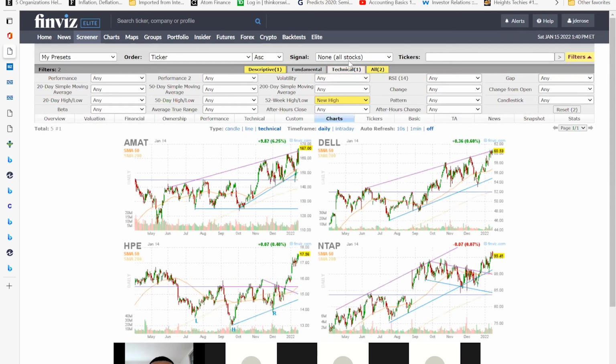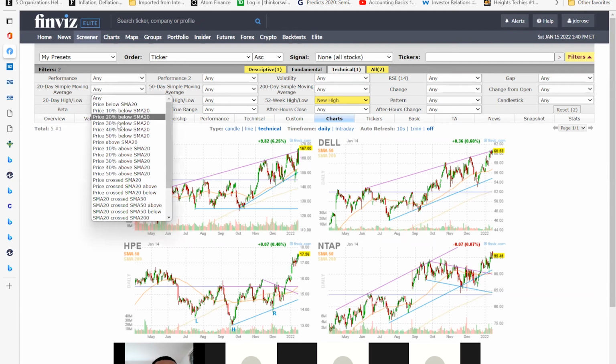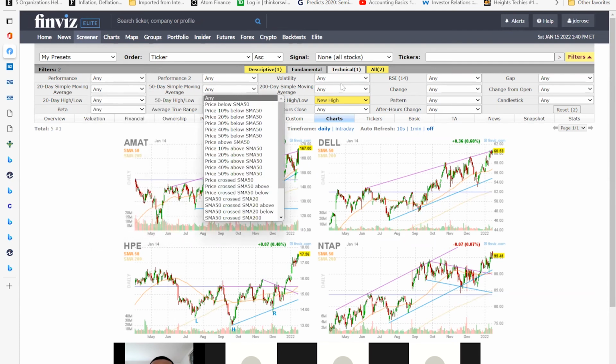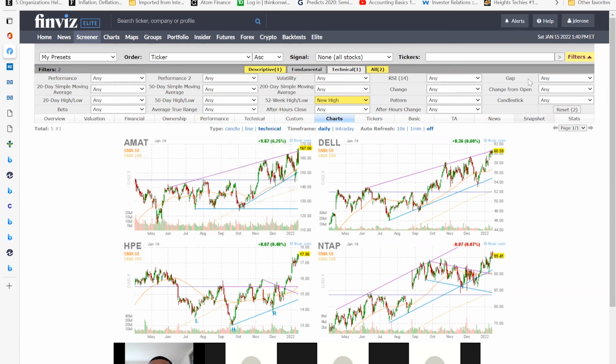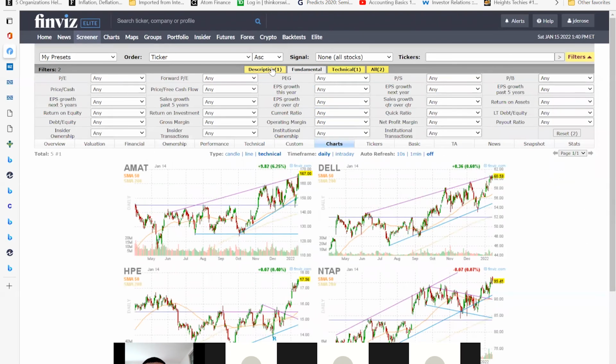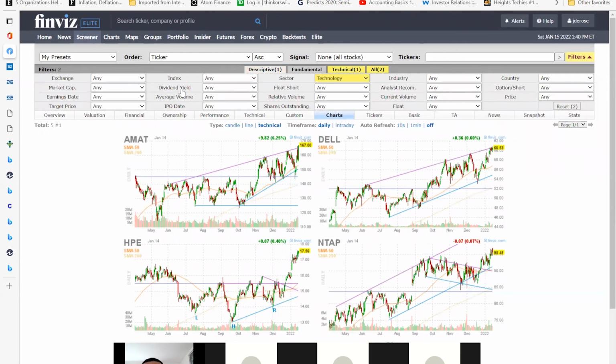Let's go to technical. So I'm just showing you guys all this, and then you can also screen from moving averages, right? Who's trading below or above their moving averages, 50-day, 200-day. Who had a gap up from the previous day, etc. Right? So I'm just putting out there that they even have a bunch of technical screeners that you can combine with the fundamentals. You can combine it with the descriptive stuff.